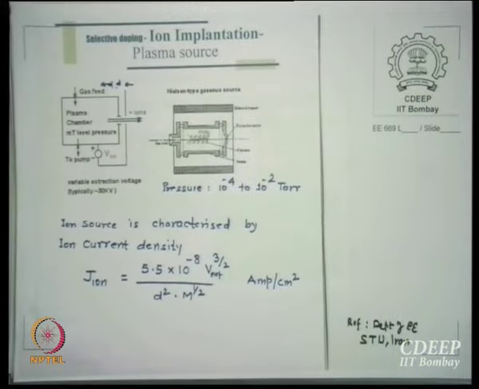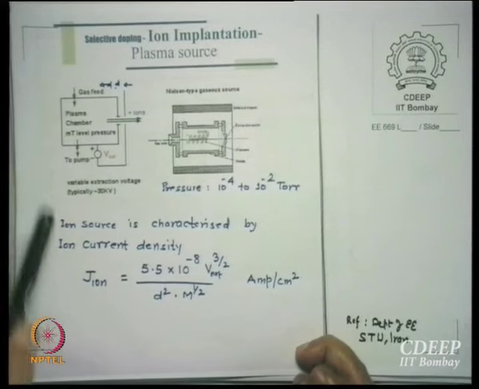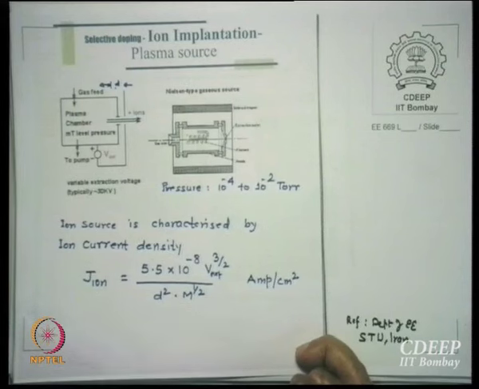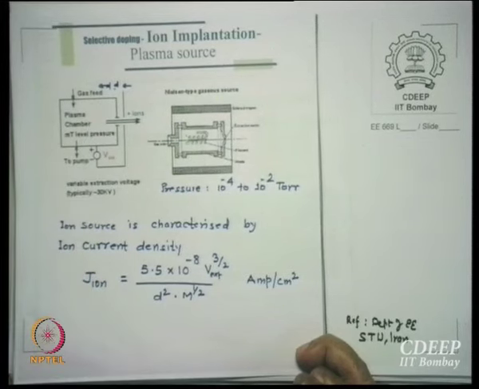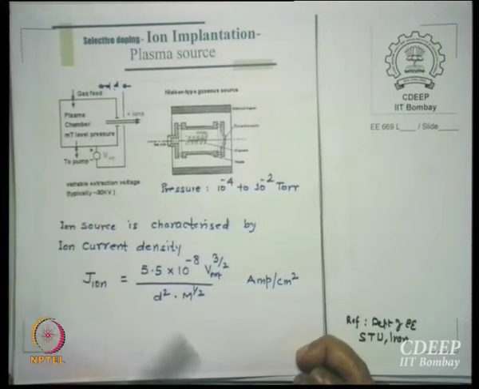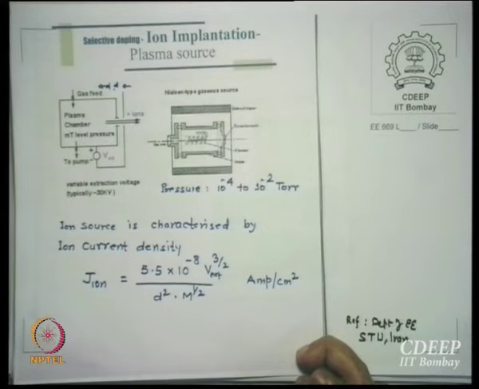Next, as I said, we look into each part. The first is the plasma source. In a plasma chamber, you have a gas feed from here and a pump system which evacuates the chamber. One can apply an external electric field, a voltage between the plates. As you start ionizing the gas, there is a slit here which should also have some electric field so that ions can come out. Which kind of field should it be?